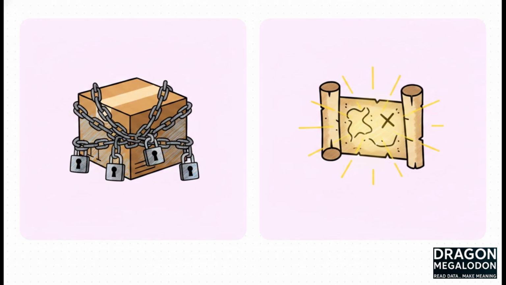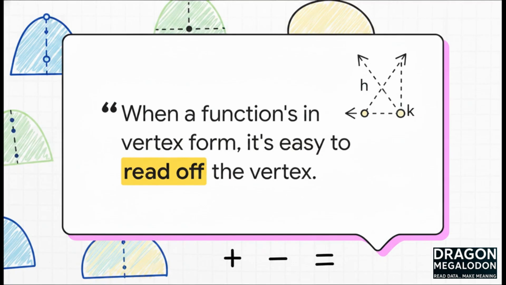In contrast, we have vertex form. Y equals a times the quantity x minus h squared plus k. Visually comparing these two reveals a massive structural advantage for vertex form if you're the one who actually has to graph it or interpret the physical data. Which brings us to a crucial realization, captured perfectly right here. When a function's in vertex form, it's easy to read off the vertex. It's just the ordered pair h, k.